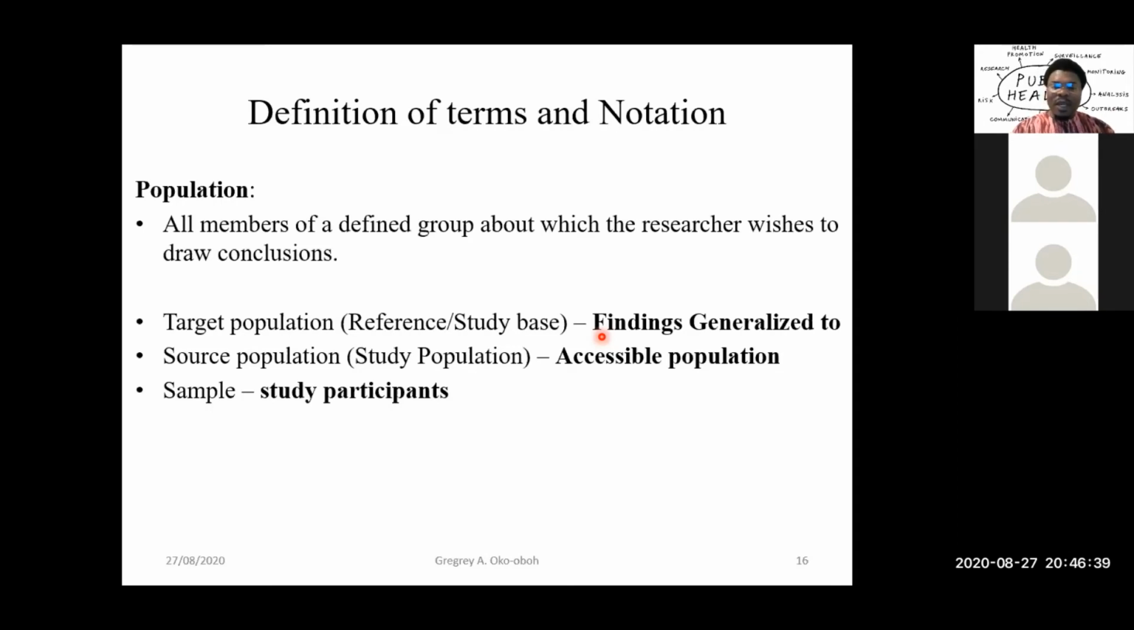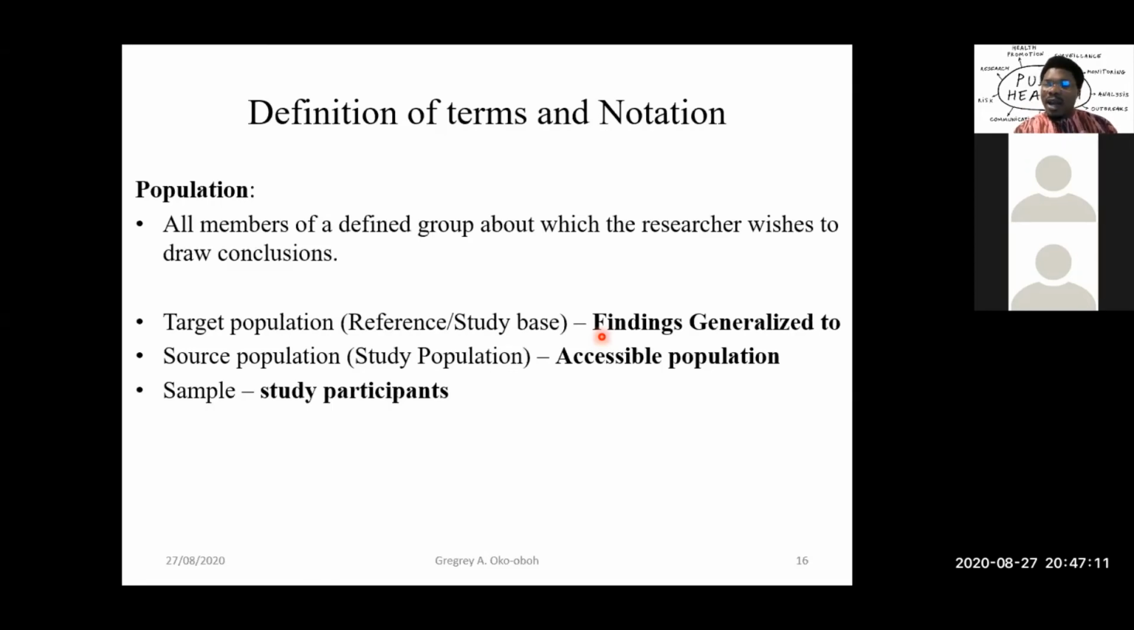However, most often we don't get access to that target population because they are too large. In fact, your target population can be the whole world. If your findings are to be generalized to the whole world, it can be a country, a state, a local government, a council, or it can just be a simple community, or a group of patients in your hospital that you see. So you must be able to define your target population, or the population you want to reference your findings onto.